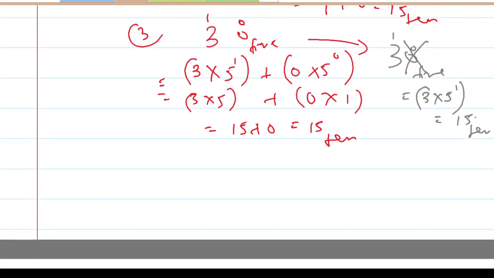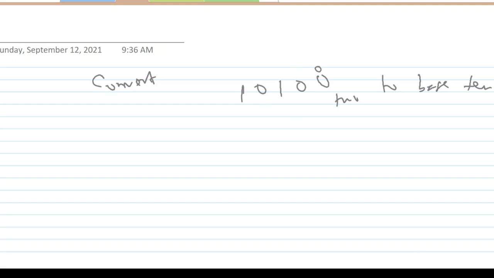Let me give you another example. Okay, let me add another page. So example, convert 100 base 2 to base 10. Don't forget the first step you are going to do is to mark the number from your right hand side starting from 0. Sorry, let me change the color. So then you have 0, 1, 2, and 3, 4.